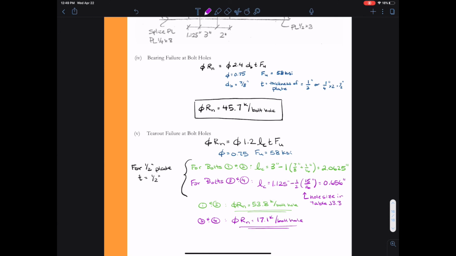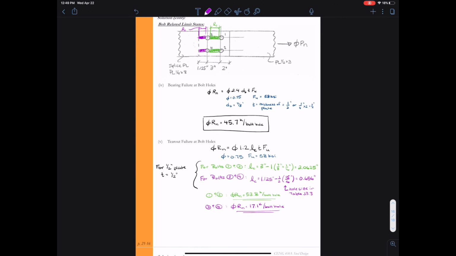Now I can't just stop there. I also have to consider my double splice plates. Because the edge distances and the spacings might differ for each of the members, we need to check both members in this connection. So for the 1/4 inch splice plates, my thickness is going to be a 1/4 inch, but I have 2 splice plates, so 1/4 inch times 2 gives me a total of 1/2 inch for the double splice plates.